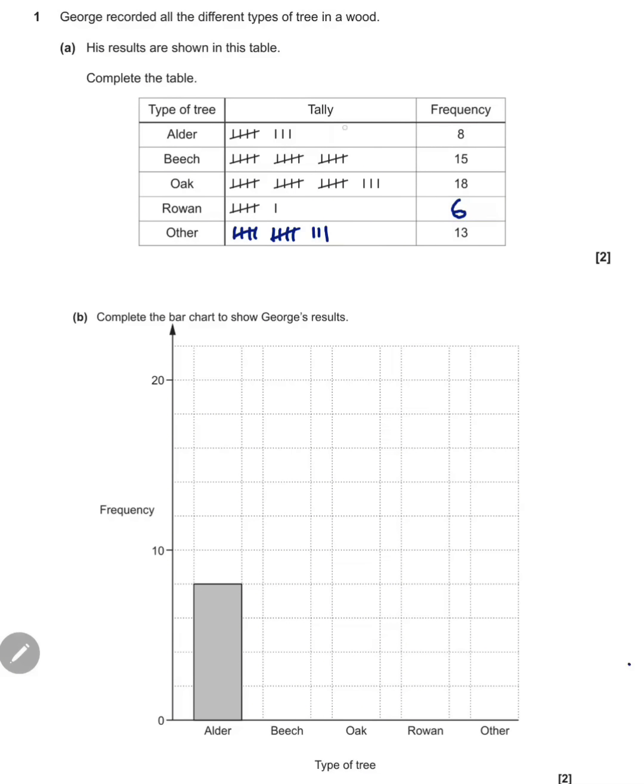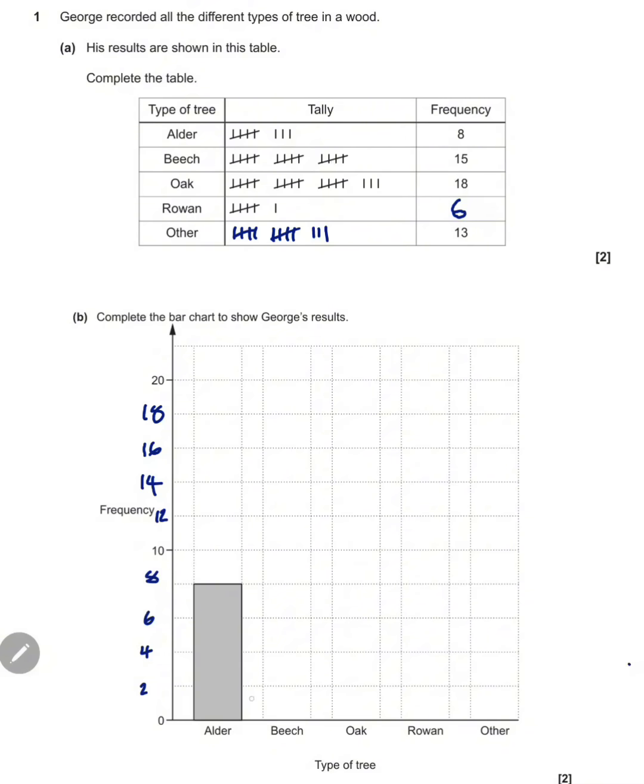Next question, we're going to put this tally chart and frequency table onto the graph. Just check your scale first. It's not going up in ones, 1, 2, 3, 4, 5. It's going up in twos, 2, 4, 6, 8, 10. I'll just fill the rest in. That'll be 12. Now we can draw the rest of the bar chart.